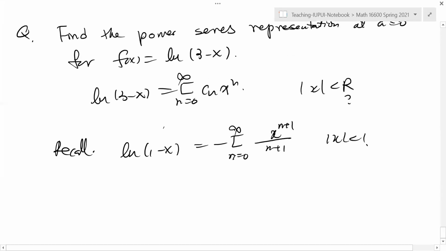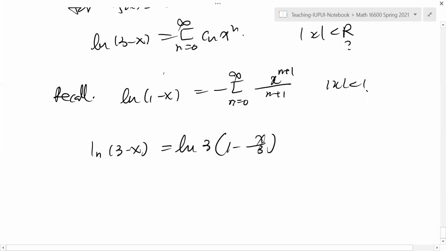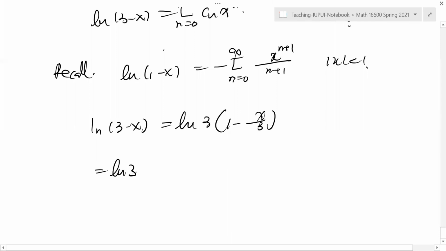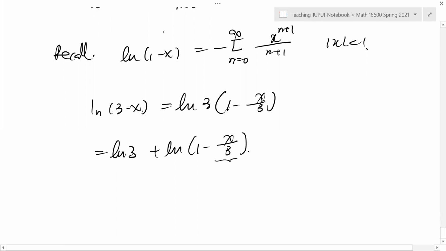Well, you have to modify the function. This one here is 3 minus x, I can take the 3 out. Then I get natural log of 3 and natural log of this. So the natural log of 3 is just a constant, don't worry about it. How about this? So this is my x in the above formula.